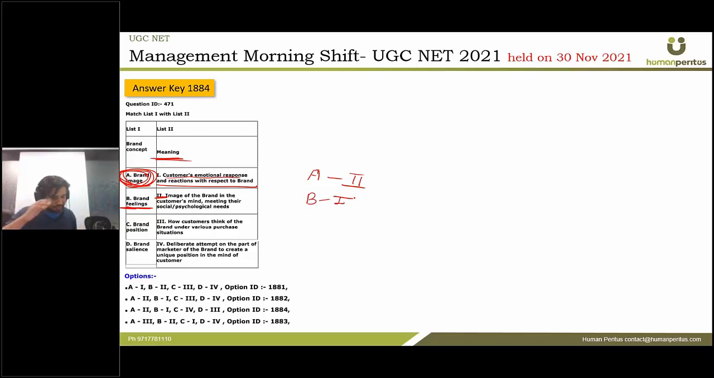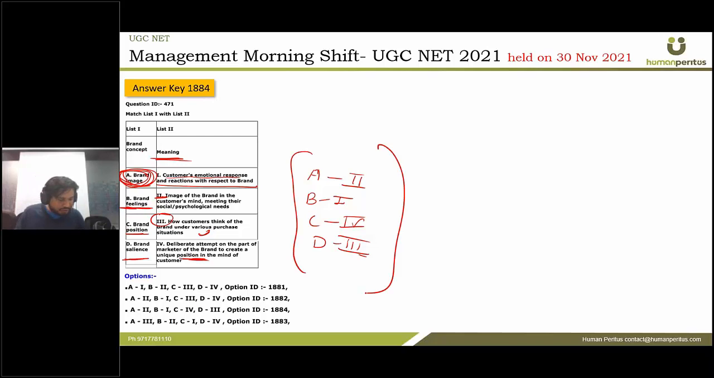Brand position. Now again, if you see statement 4, it says deliberate attempt on the part of the marketers to create a unique position. So C is 4. Brand salience. The only option remaining is the C: how customers think of the brand under various purchase situations. What is brand salience? It specifically means the noticeable qualities of your brand, so customers can think of the brand under various purchase situations. So this is the correct chronology, and therefore the correct answer is 1884.